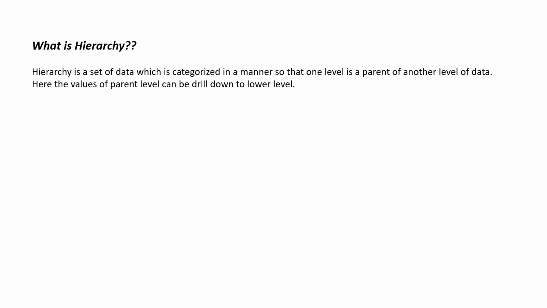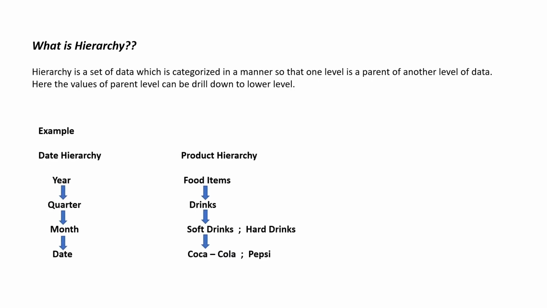Hierarchy is a set of data which is categorized in a manner so that one level is a parent of another level of data. Here the value of parent level can be drilled down to the lower level. Let's understand with the help of examples. Here we have two examples. Example one is a date hierarchy where the parent level is year. It is drilled down to quarter, month and date.